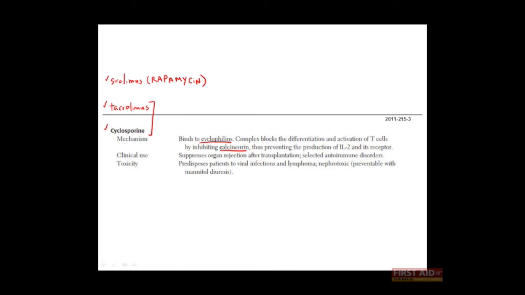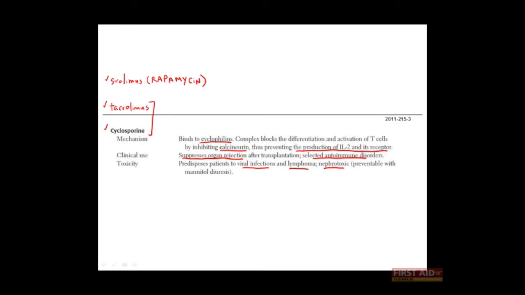When calcineurin is inhibited, a T-cell can no longer become activated, and among many other effects, the production of IL-2 and its receptor is prevented. As we learned, T-cells are responsible for acute and chronic rejection of transplants. And thus, cyclosporin and tacrolimus are used clinically to suppress organ rejection, and they also can be used in select autoimmune disorders. But as we discussed, the suppression of the immune system predisposes patients to viral infections and also to the development of lymphoma. In addition, this drug is toxic to the kidneys.